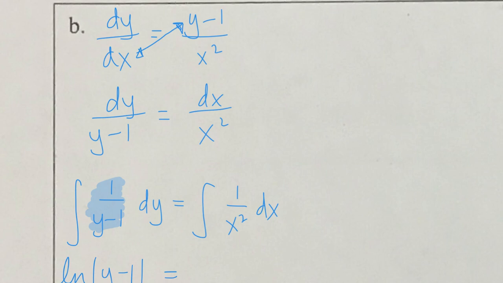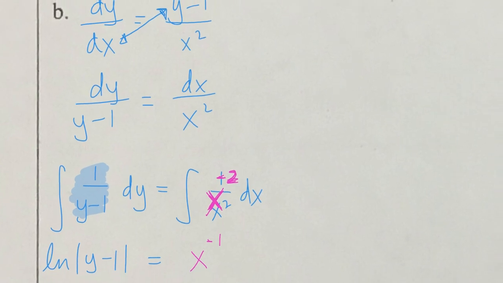So this one is also known as, let's change the color real quick, x to the negative second power. When we anti-differentiate x to the negative second, we add 1 to the exponent, making it x to the negative 1, and we divide by that new power. So x to the negative 1 divided by negative 1, plus c.